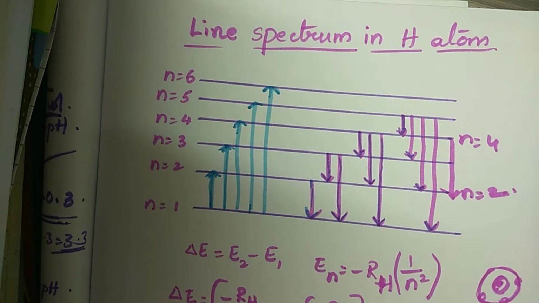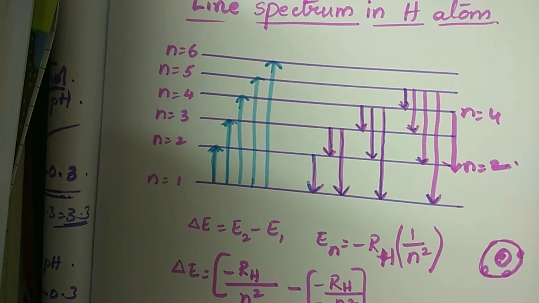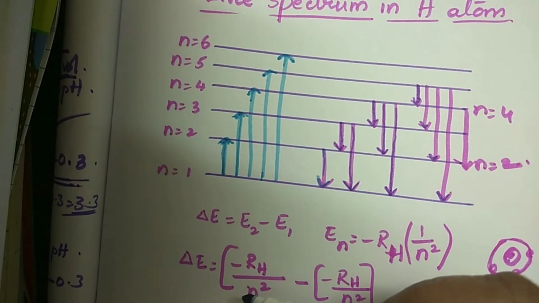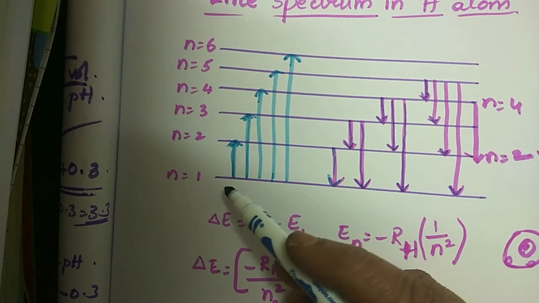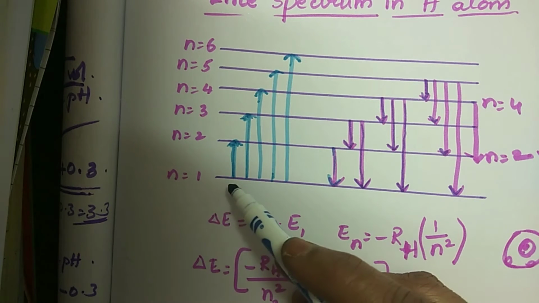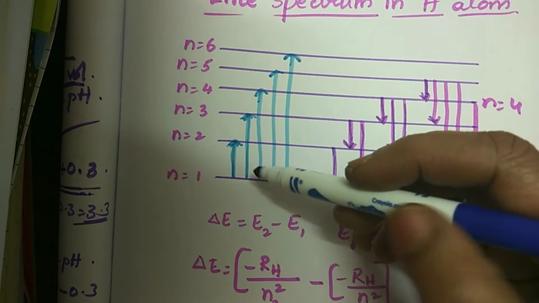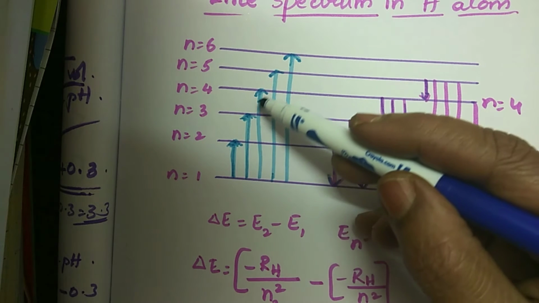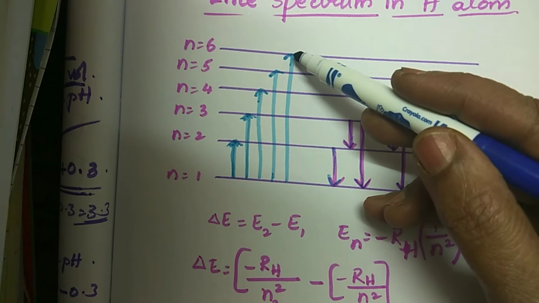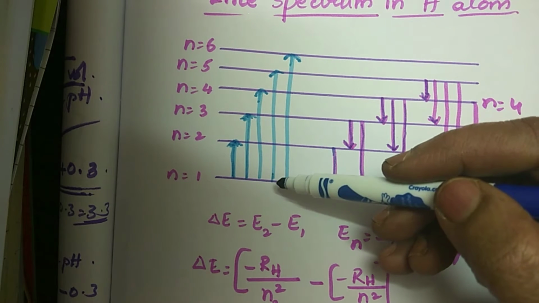Hello students, today let us see the line spectrum in hydrogen atom. Line spectrum is emission spectrum. The electron present in the hydrogen atom is present in the first orbit. First orbit means n is equal to 1. On the absorption of energy, this electron is excited to either second, third, fourth, fifth or sixth orbits depending upon the amount of energy available.